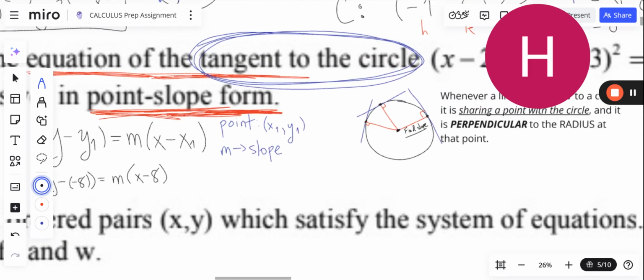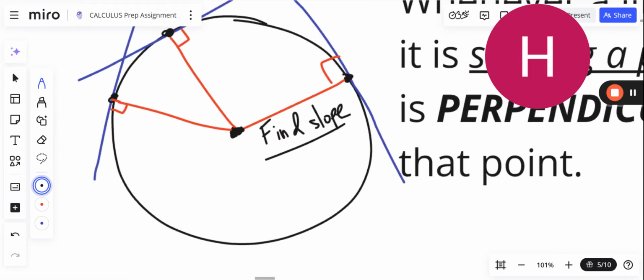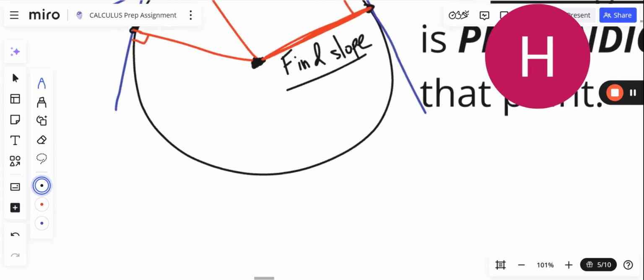So let's go over the plan. The plan is to find the slope of the radius. I don't even know if that's pointing in the correct direction. It doesn't matter. We're just going to find the slope between the center and the given endpoint. And then we're going to find the opposite reciprocal of that. So what is our center?